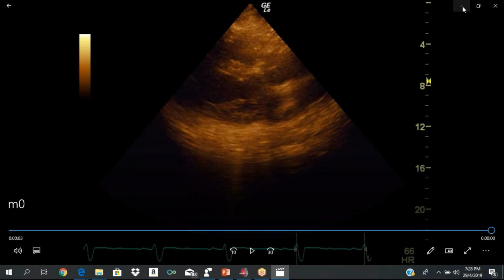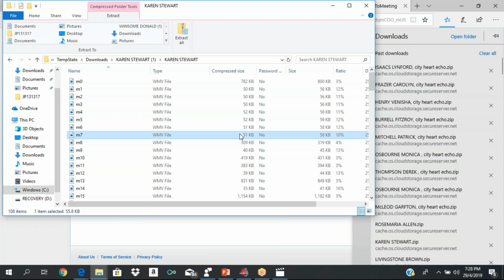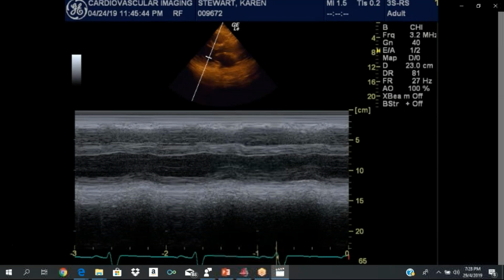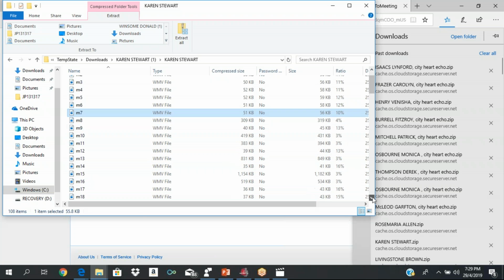You're gonna form an impression, and you're gonna do your measurement to see if the wall, the septum and the posterior wall is thickened. You want to see if the cavity size is dilated. Okay. So you're gonna go through your normal stuff.